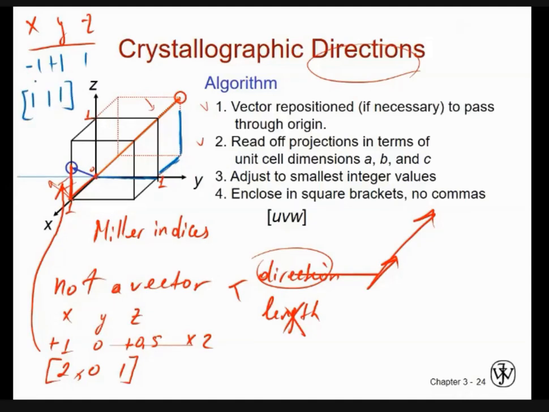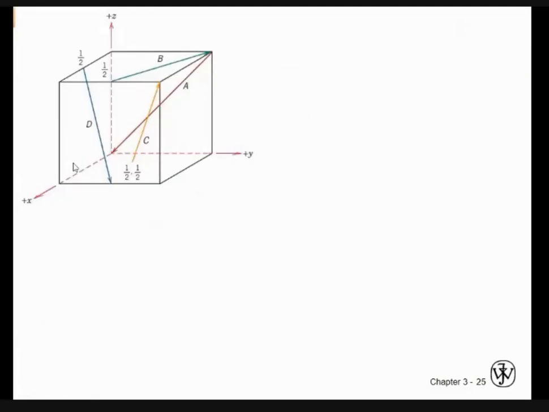To show this negative sign, we will add this cap above it. So this means negative 1. So that is the end. Let's continue. That's one way to do it. Let's try to solve some examples.